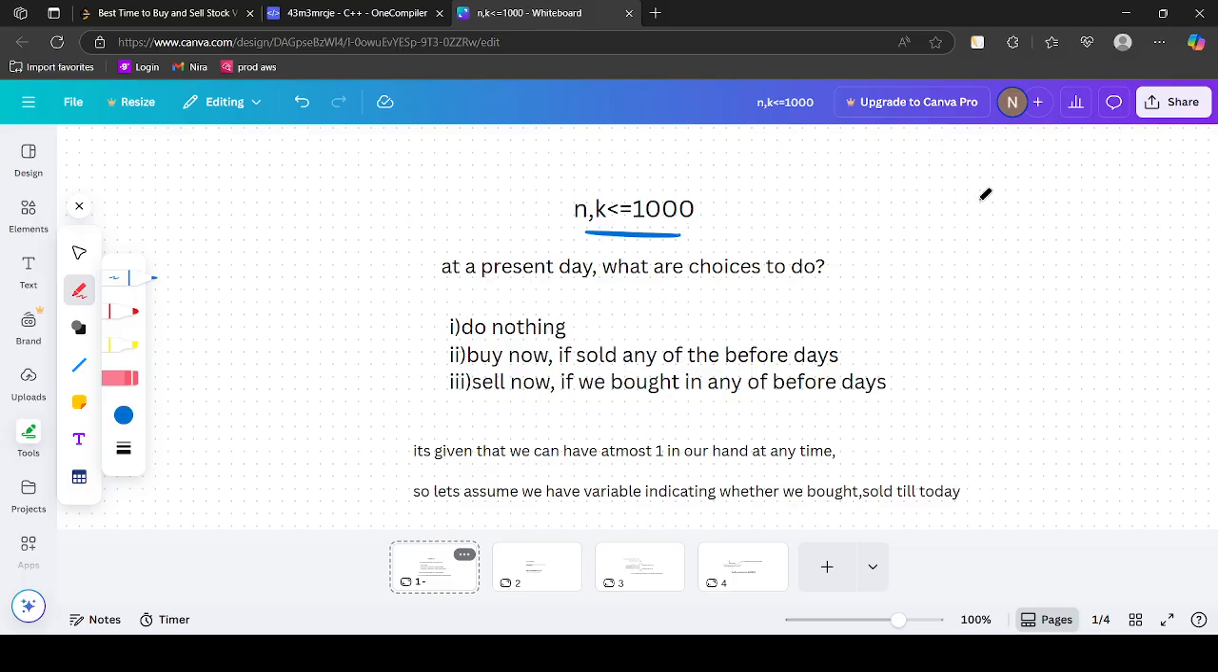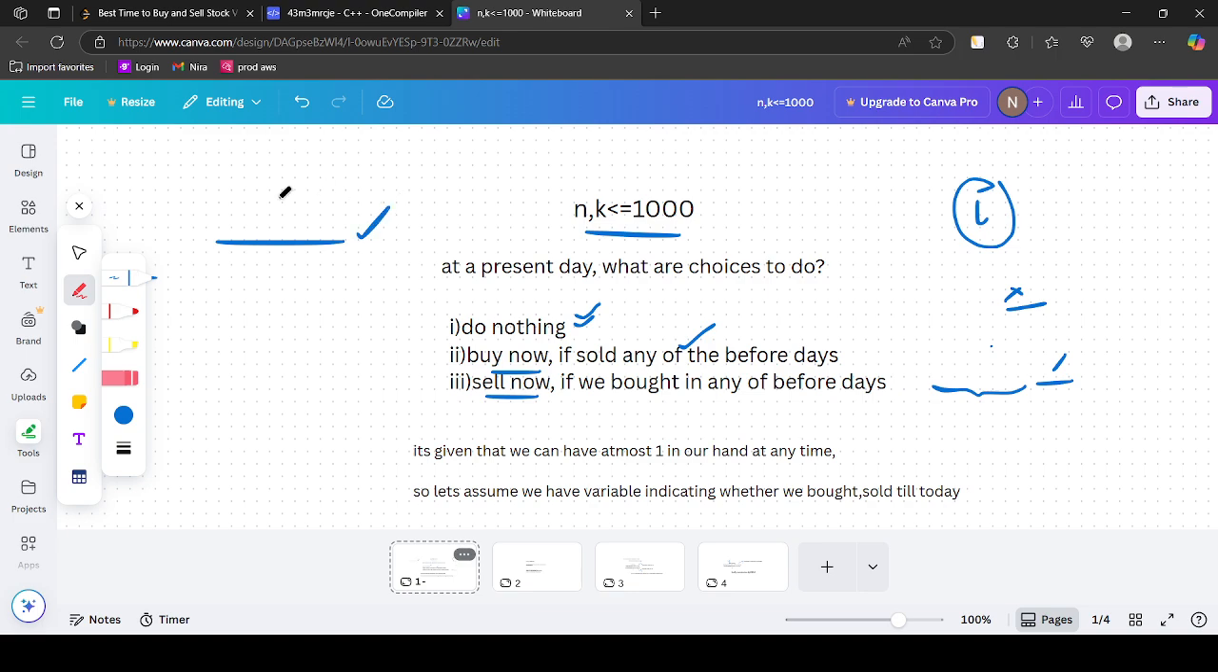Let's think at a present index. For example, at the present day, what can we do? We can do nothing, because there is no need to sell or buy. So this is a possible case. And we can buy now if we sold in any of the previous days, because it is given that if we buy now, we must sell before buying again. So we can buy now only if we already sold in any of the before days, and we can sell now.